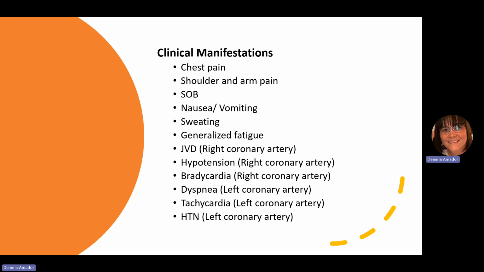A lot of this is kind of review for you guys, but for clinical manifestations, you've got to think perfusion with the heart. And if we had decreased perfusion, what are we going to be feeling? So clinical manifestations are pretty classic with chest pain, shoulder and arm pain, shortness of breath, nausea, vomiting, sweating, fatigue. You could have some JVD or hypotension or bradycardia. Depending on which coronary artery the occlusion is in, it can bring up different manifestations for you.